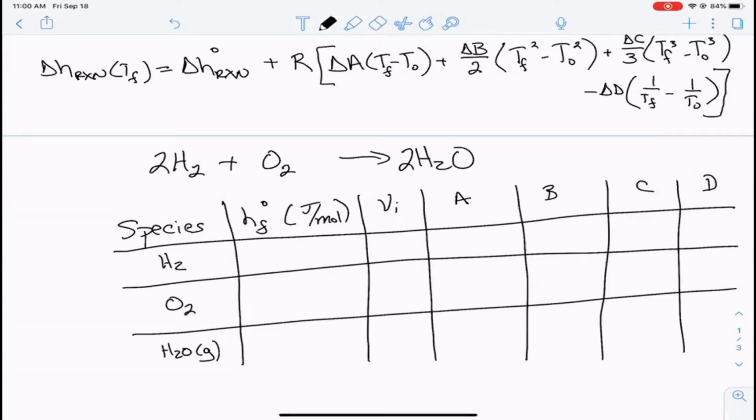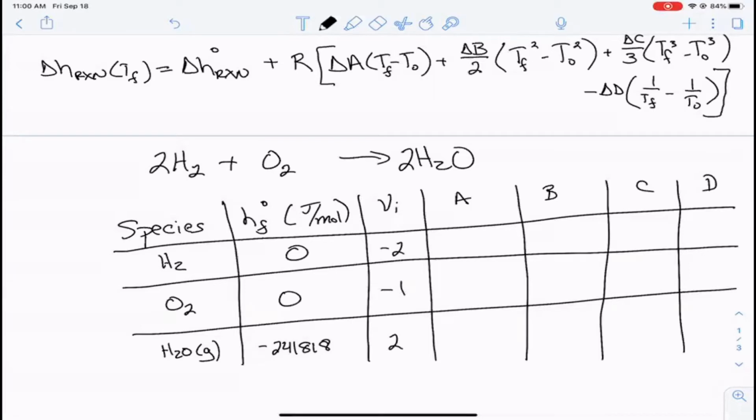So the heat of formation, of course, for H2 is 0, for oxygen is 0, and for water, just like in the last lecture, this is -241,818 joules per mole. And then the stoichiometric coefficient for hydrogen, of course, then is -2, for oxygen is -1, and then for water is +2.